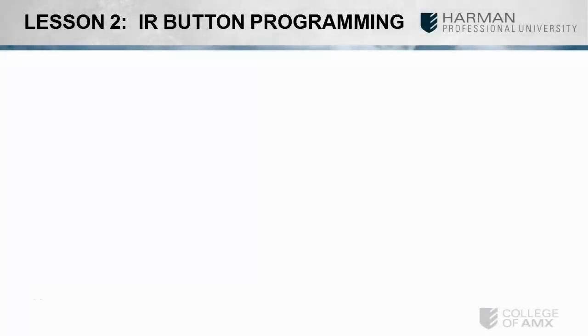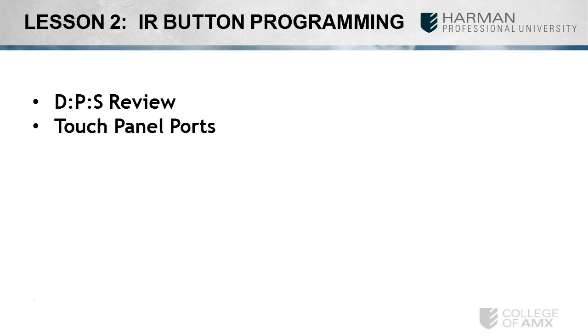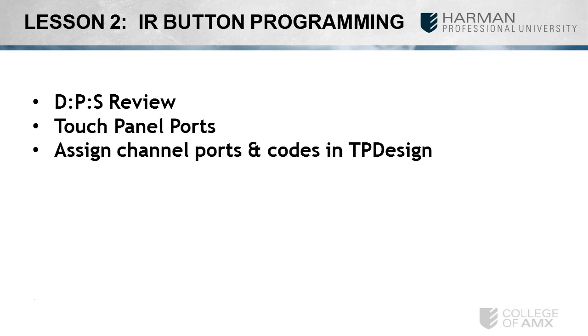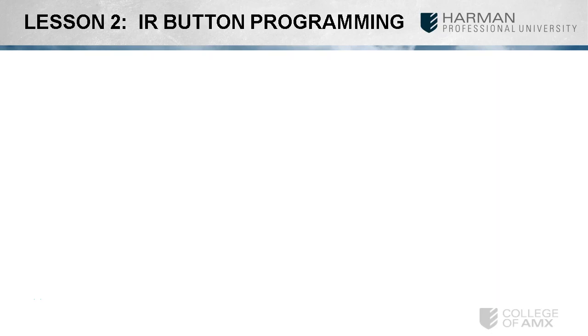In this tutorial, I will revisit the DPS triplet, expand on the concepts for touch panel ports, and then demonstrate the process of assigning ports and channel codes in TP Design. You already know that the DPS triplet is the device addressing format for Netlink's control systems, in the same vein that IP addresses follow their own format. That means that any device defined in Netlinks must at least conform to the Netlink's device port system standard.